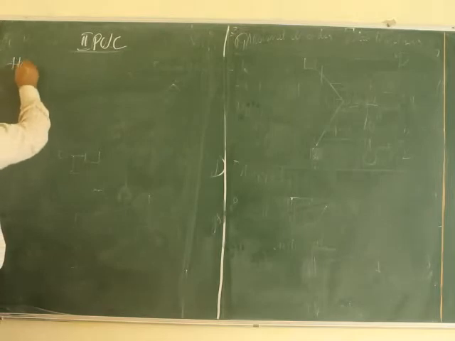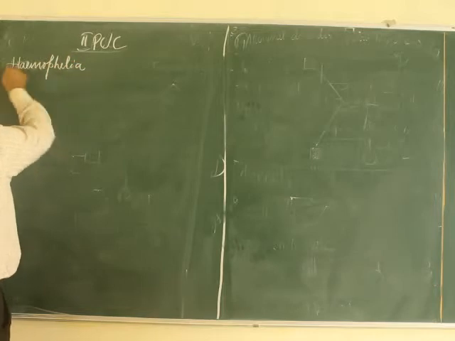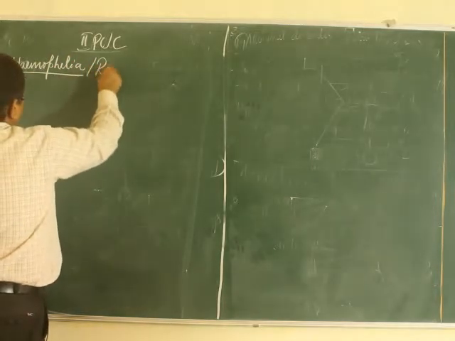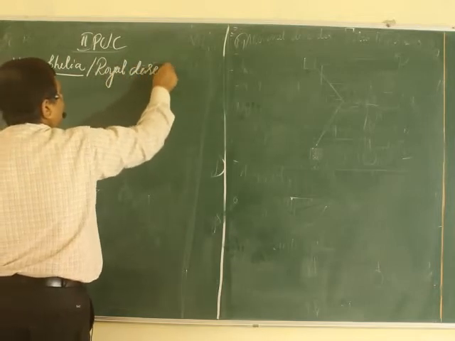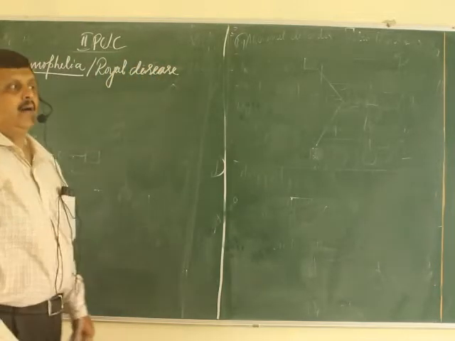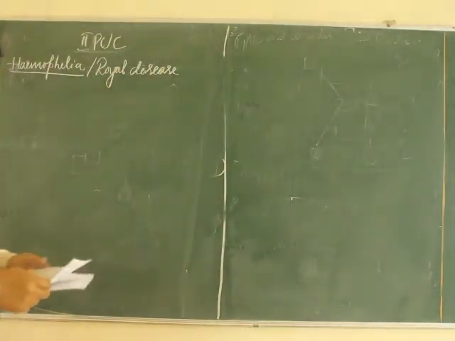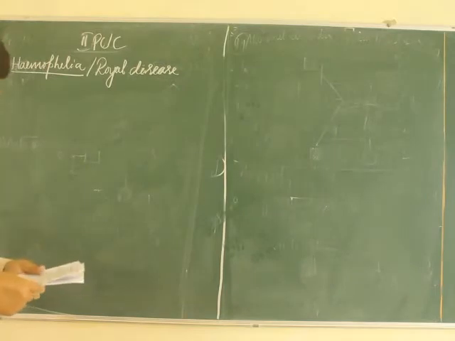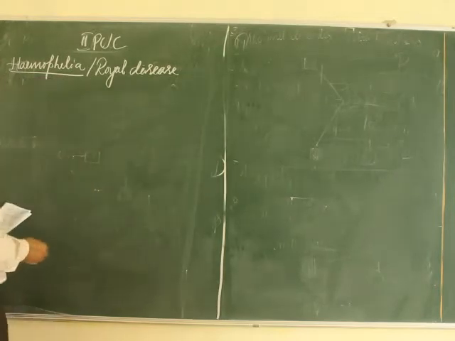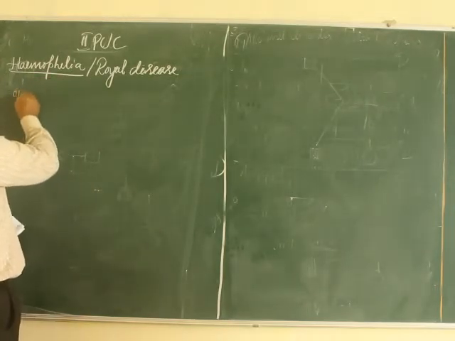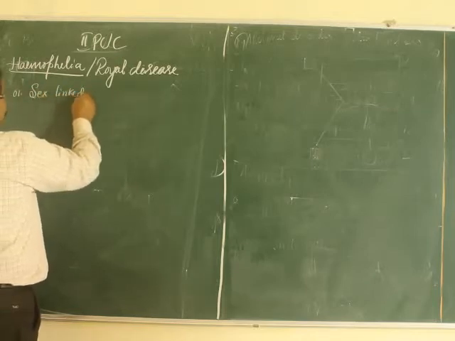Hemophilia is also called royal disease because it was observed in Queen Victoria, and this particular disorder is a sex-linked recessive disease.